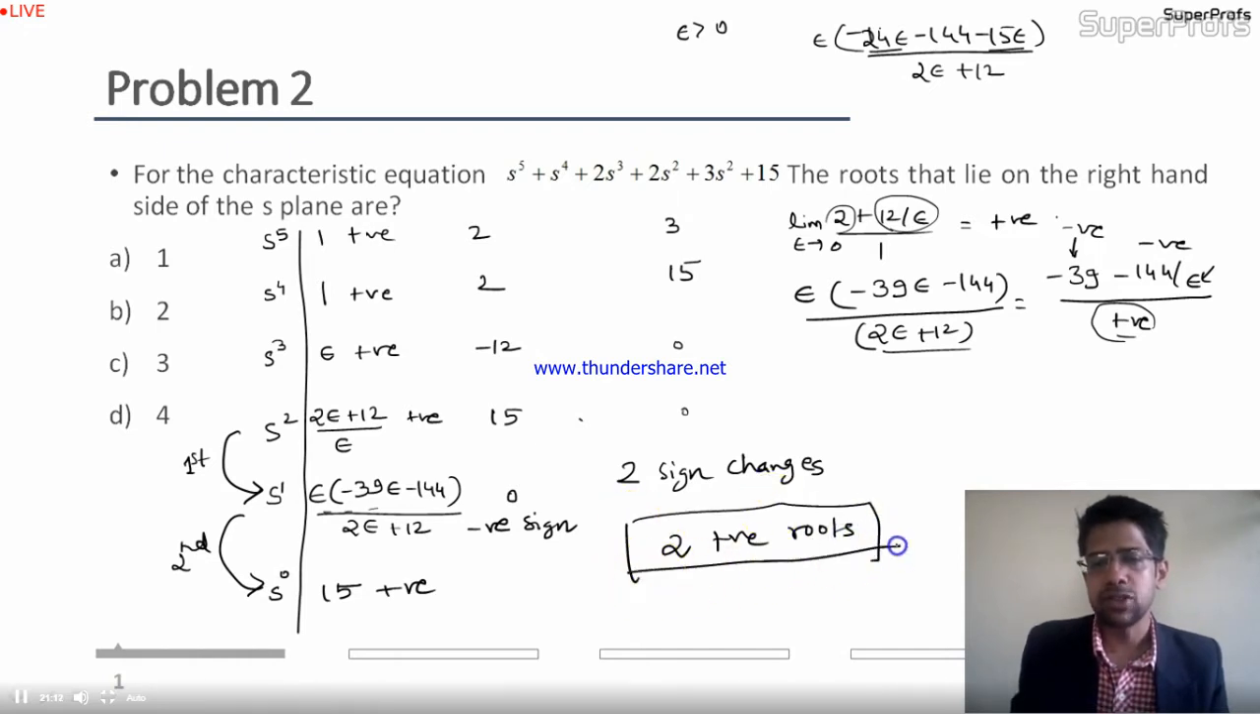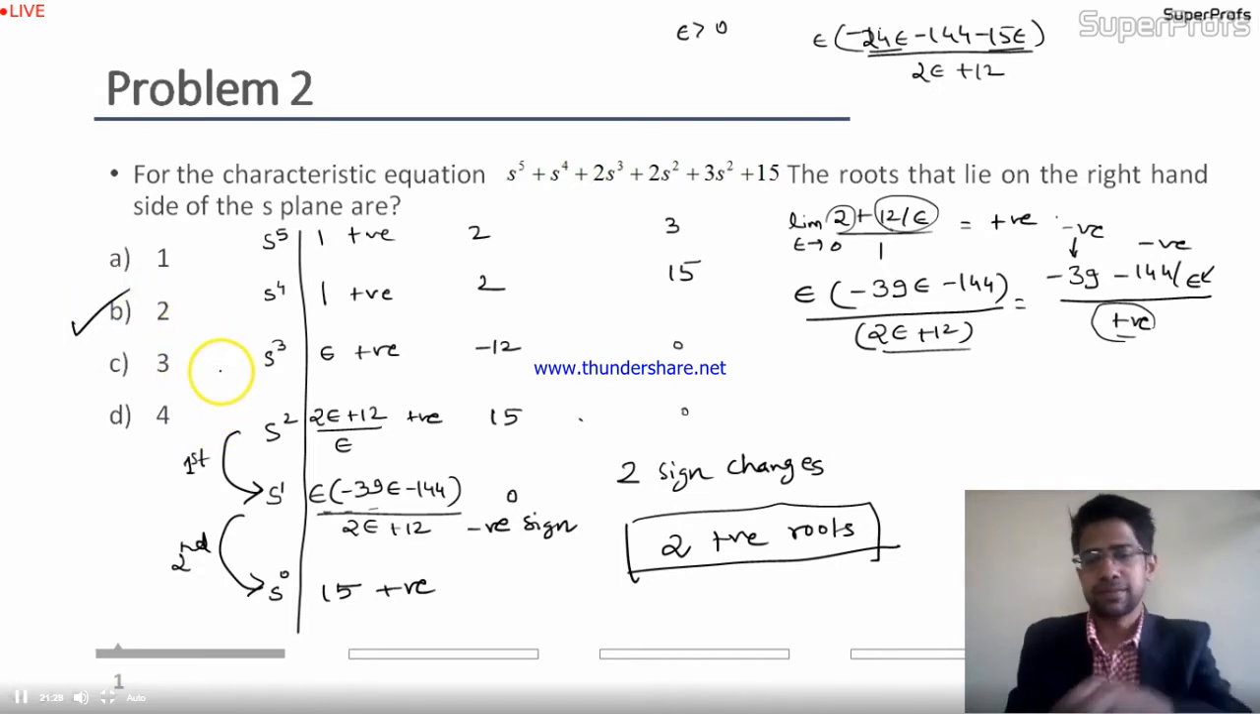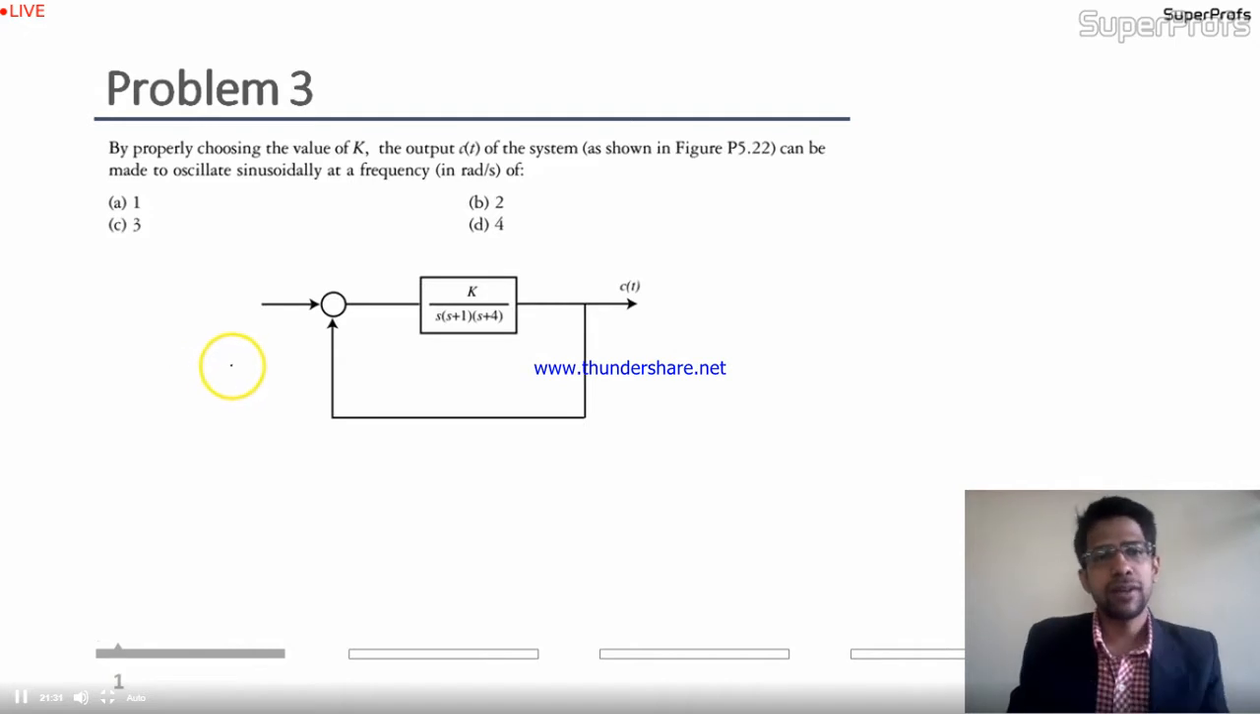Remember this concept. According to the Routh-Hurwitz criterion, we found out that the given characteristic equation has two roots which lie on the right hand side of the S-plane. So the correct answer is B. The correct answer is 2. Let us go forward and see problem number 3.